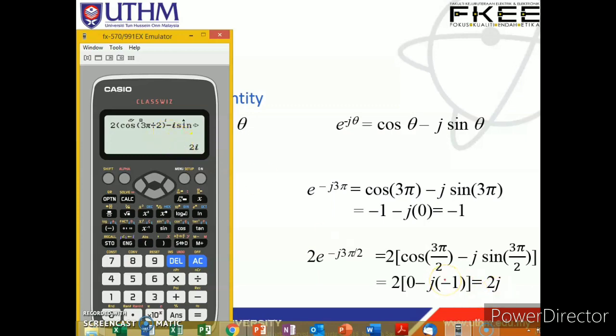Okay, there is an option for you to calculate one by one. Find the cos 3 pi over 2 and you get 0. And next find the sine 3 pi over 2 and the value is -1. And then you calculate all the equation here. Another way is just key in all the equation here in the calculator and you can get the final answer. Okay, let's see another example.